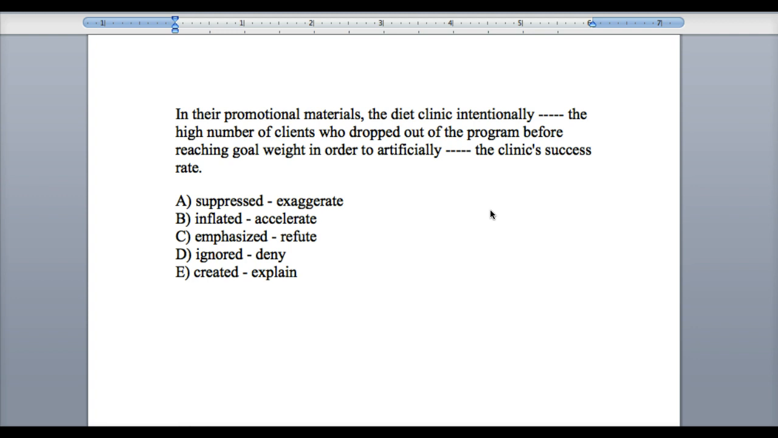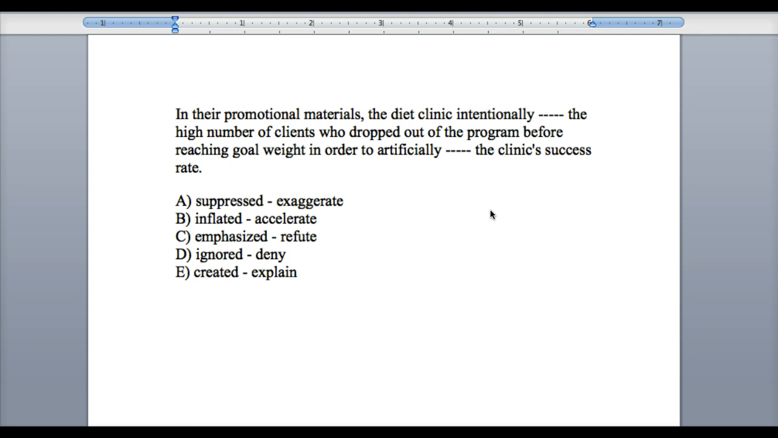So look at B. In their promotional materials, the diet clinic intentionally inflated the high number of clients who dropped out of the program before reaching goal weight in order to artificially accelerate the clinic's success rate. Well, that again is logically nonsense. Inflate the number of clients who dropped out, and that doesn't accelerate the clinic's success rate. It doesn't make sense. It doesn't add up. So you're left with A.